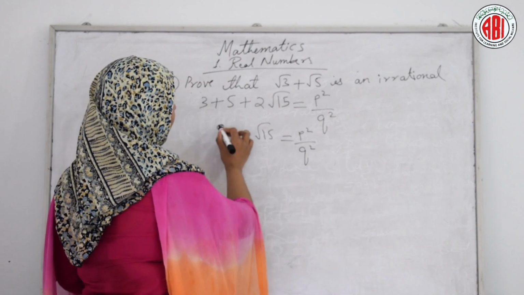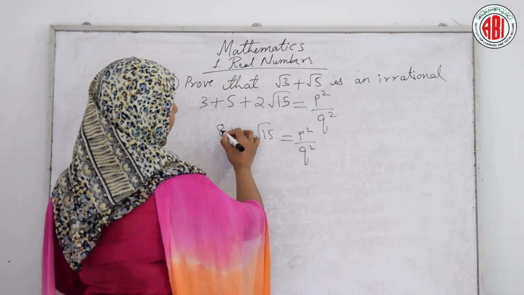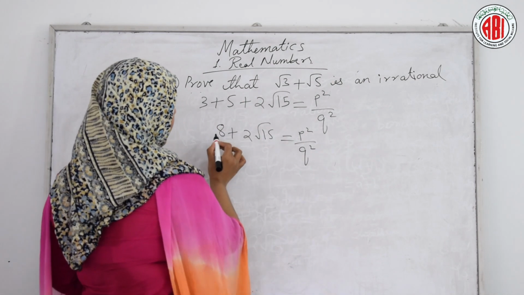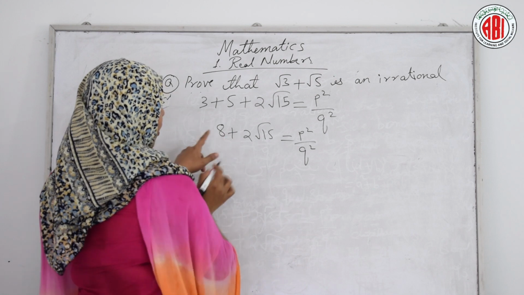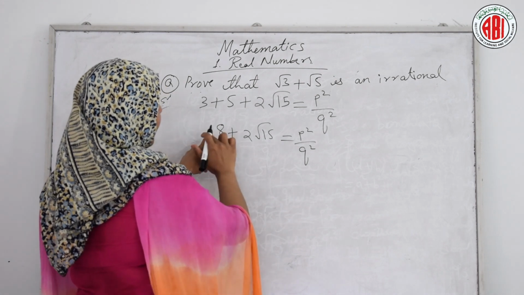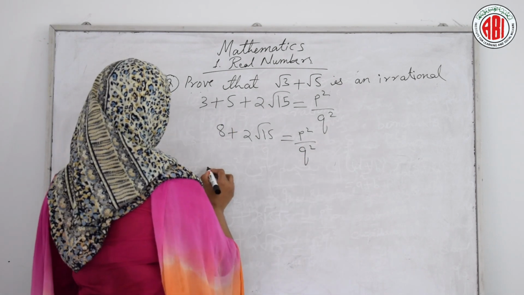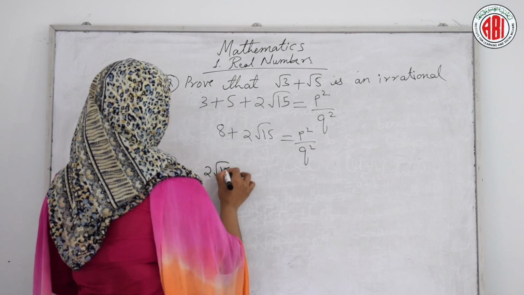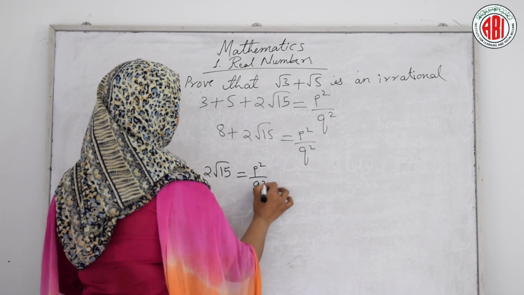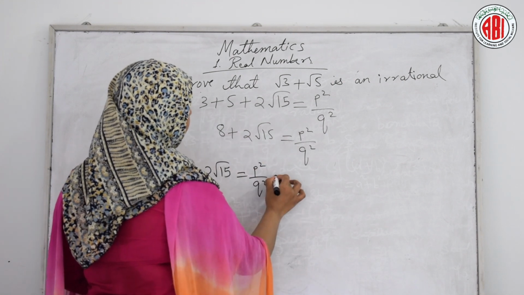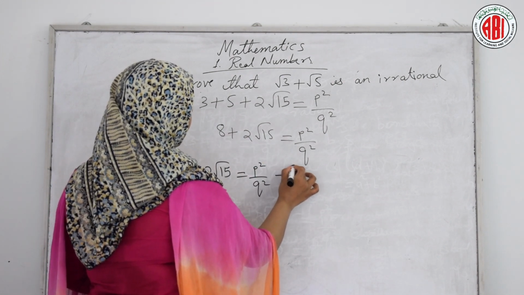Now next we will shift the 8. This 8 we will shift to the right side. So this 8 becomes minus 8. The sign of 8 is plus, that plus 8 becomes minus 8. 2 root 15 equals p square by q square, and 8 we are shifting to the right side, so minus 8.